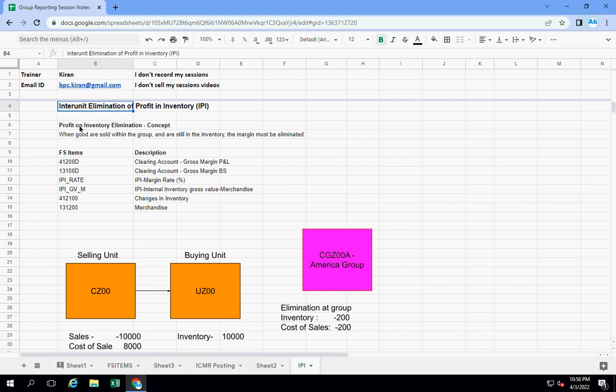In this demo, the concept of profit on inventory elimination is straightforward. When goods are sold within the group and are still in the inventory, the margin must be eliminated. How can I do this? This is a new concept SAP introduced in 2020. From S/4HANA 2020, this concept is available.